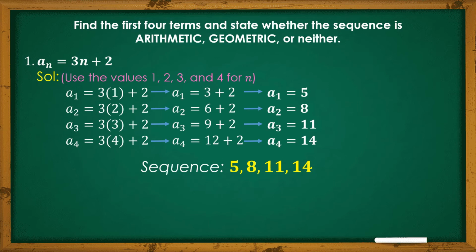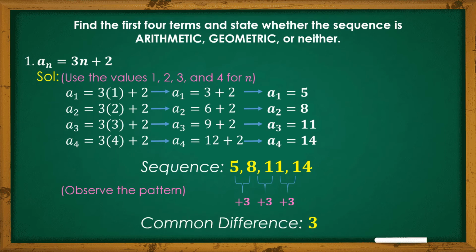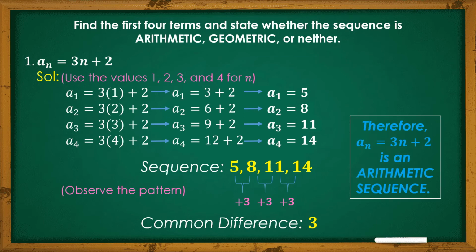But is it now an arithmetic or a geometric or neither of the two sequence? Let's observe the pattern. We get 8 by adding 3 to 5. We get 11 by adding 3 to 8. And we got 14 by adding also 3 to 11. That gives us a common difference, which is 3. Pare-parehas may ina-add sa mga term para makuha yung mga succeeding terms. Therefore, a sub n equals 3n plus 2 is an arithmetic sequence.